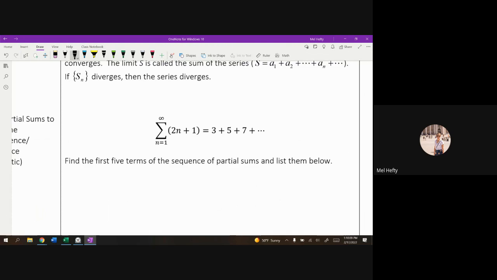All right, it sounds familiar. Let's look. There's something called a common difference between the terms. What does it look like I do to the terms each time? Add 2.